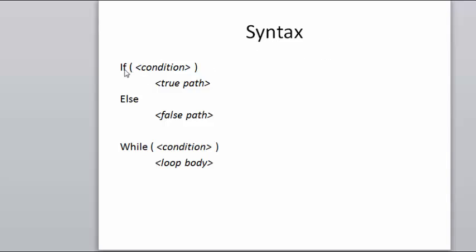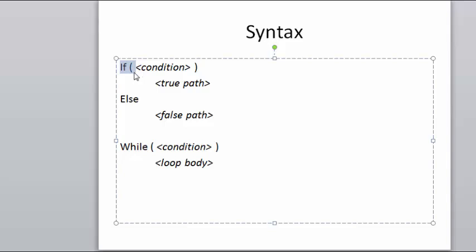First of all, the general syntax of an if statement is this: if condition right here with the parentheses, and inside the parentheses is a condition. That's what we're going to spend most of our time today talking about. A condition is an expression which evaluates to a Boolean value. For an if statement, if this condition evaluates to true, we will execute that true path.